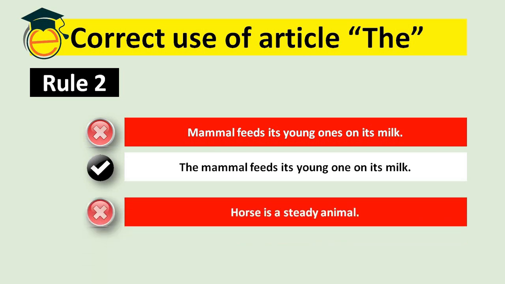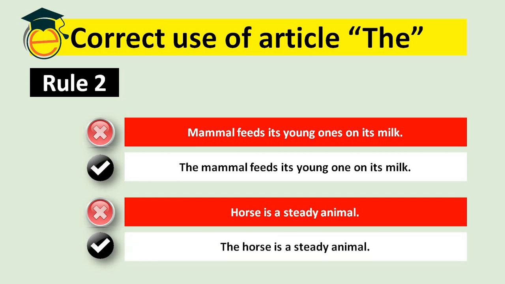"Horse is a steady animal." Yes, tell me the right sentence. Yeah, you're right. "The horse is a steady animal."